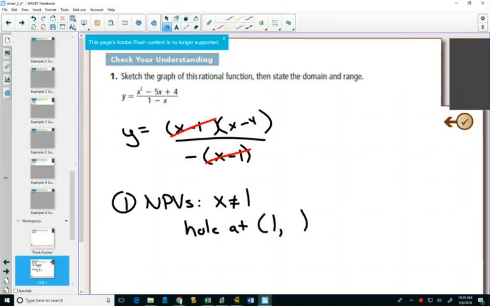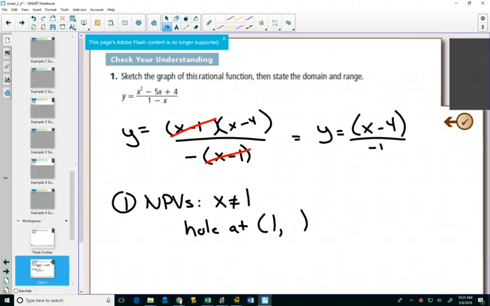It's a hole at 1 comma something. How do we find out what that 1 comma something is? Well, we take our simplified formula and deal with that. Now, I want to look at the simplified formula because it's simplified and almost left nothing on the bottom, or a 1 on the bottom, but there's still that negative. So we have this right now.